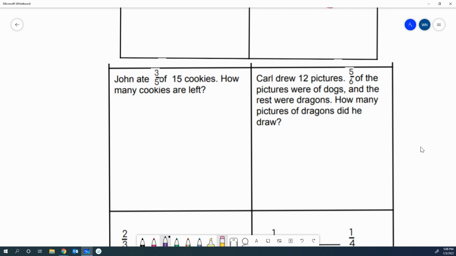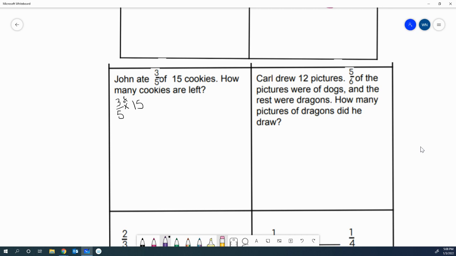John ate 3/5 of 15 cookies. How many cookies are left? Let's go ahead and write our problem. We want to know 3/5 of, or times, the 15 cookies. Remember that times can also mean of, means the exact same thing.